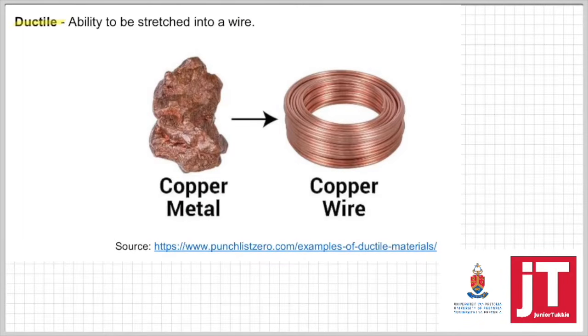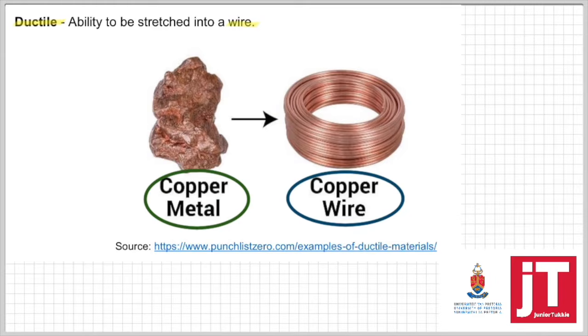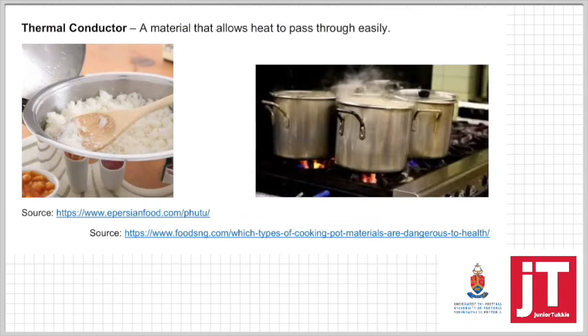Materials are said to be ductile when they can be stretched out into wire. For example, copper metal is often stretched out into copper wire and used in electric circuits. There are different types of conductors which we speak of in physical science. Let's start off by speaking about a thermal conductor.